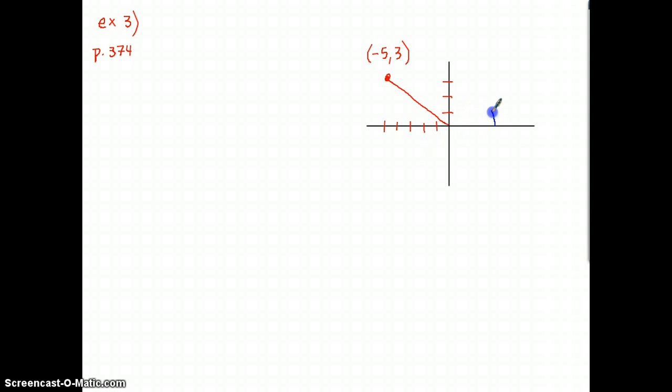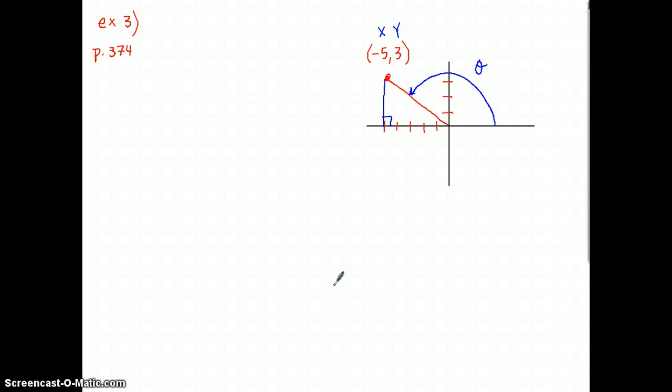So we've gone from our initial ray to the terminal ray here, which is creating this angle here. So this angle takes us to -5, 3. And we want to come up with the 6 trig functions at this point. So what we want to do is come up with r, because we have x and y. We have x, y, we want to come up with r. How are we going to come up with r?